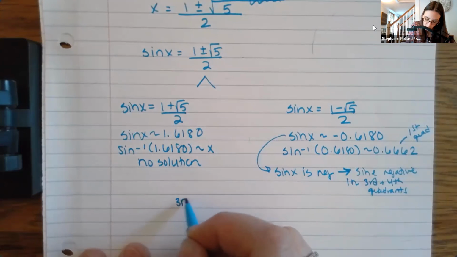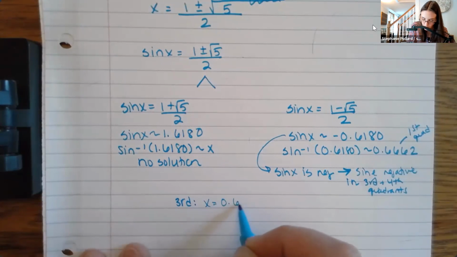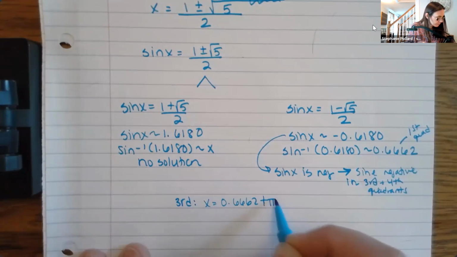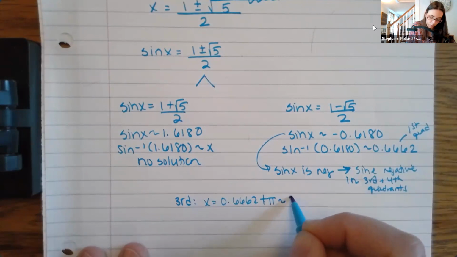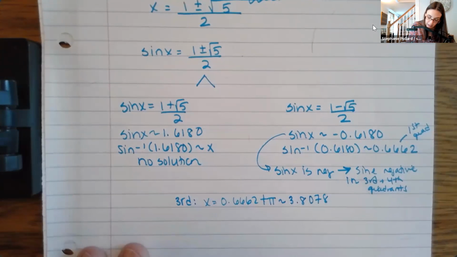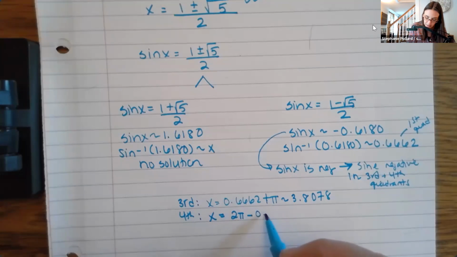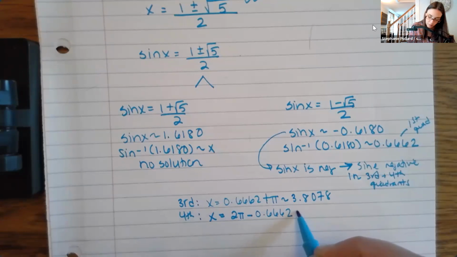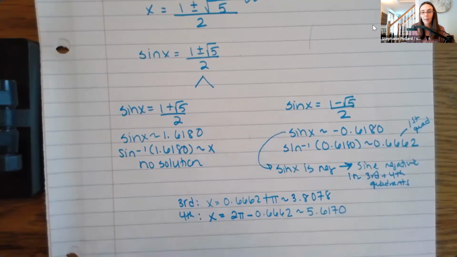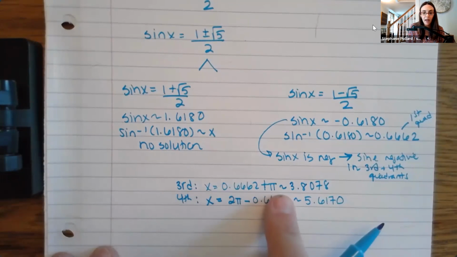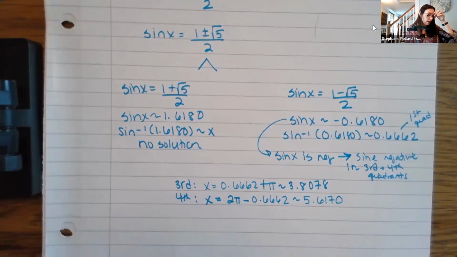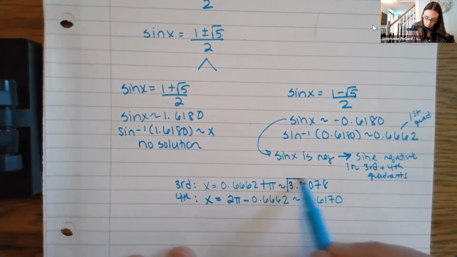So for the third quadrant, we've seen quite a few times, what you can just do there is take your value for the first quadrant and add pi to it. I've already done this. When you do that on your calculator, you get about 3.8078. And then for the fourth quadrant, what you can do is subtract from 2 pi. So 2 pi minus 0.6662, and I get about 5.6170. So now we've seen what to do with all the quadrants. So third quadrant, you can add pi. Fourth quadrant, you can subtract from 2 pi here and get your value that way. So we have two answers. We have the 3.8078 and we have the 5.6170.